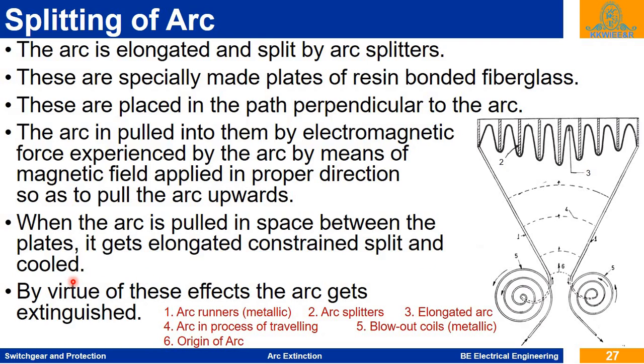Okay. So the length of arc is increased. At the same time, the arc gets cooled in this splitter. By virtue of this effect, the arc gets extinguished. So there is cooling, there is lengthening of arc, so the resistance is increased, and at current zero the arc vanishes.